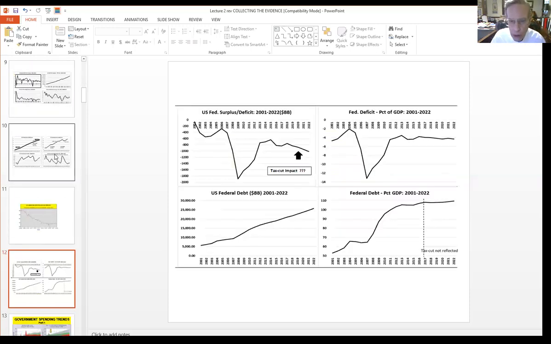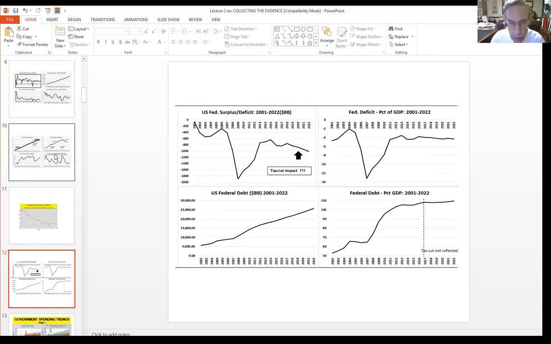Okay, more on the U.S. government and this on the U.S. economy, this time looking at the federal government's expenditures. And you can see that the top left-hand chart shows trends in the U.S. federal deficit.